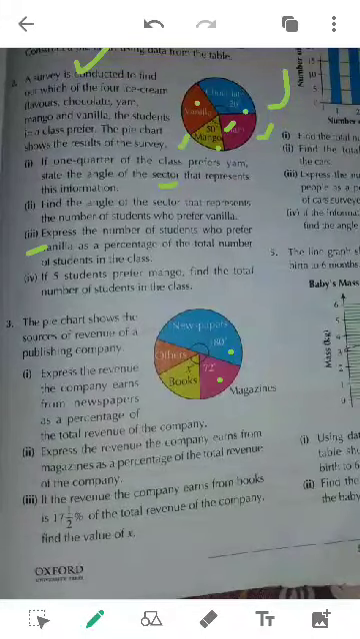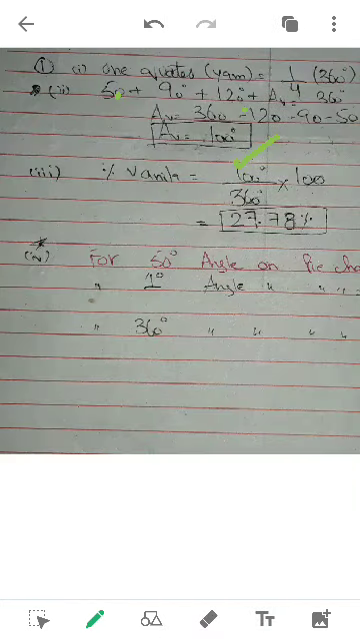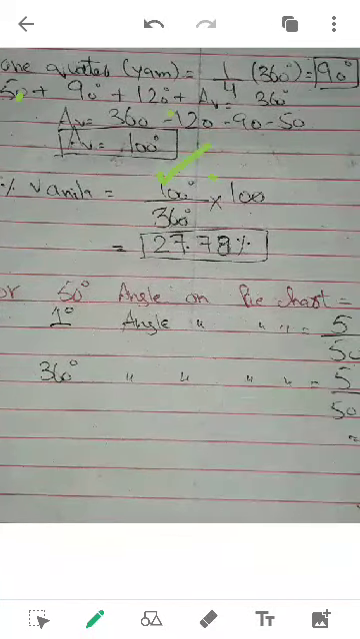Now, number of students who prefer vanilla. How many students prefer vanilla in terms of angle? We have calculated 100 degrees. And what is the total number of students in the class? The total angle is 360. So 100 degrees over 360 degrees. The percentage of vanilla over total, into 100, not 360, because I am going to calculate the percentage. So this comes out to be 27.78, and you can calculate it through your calculator.